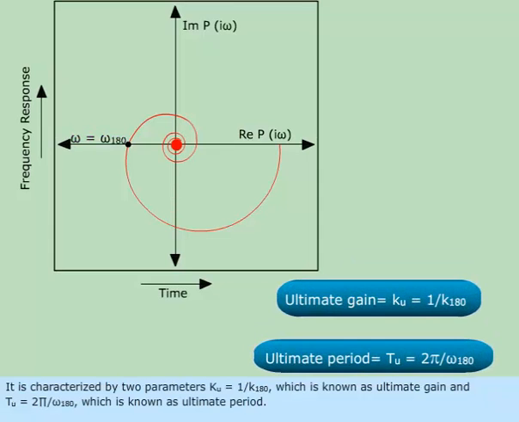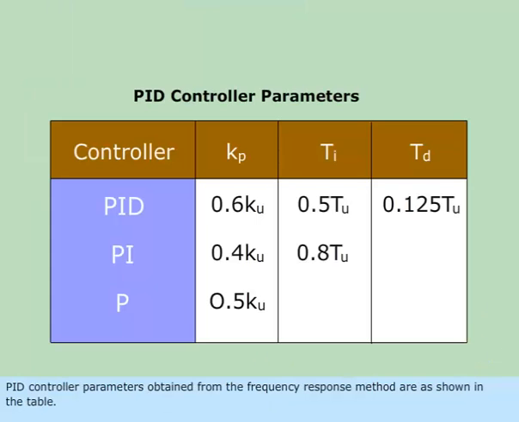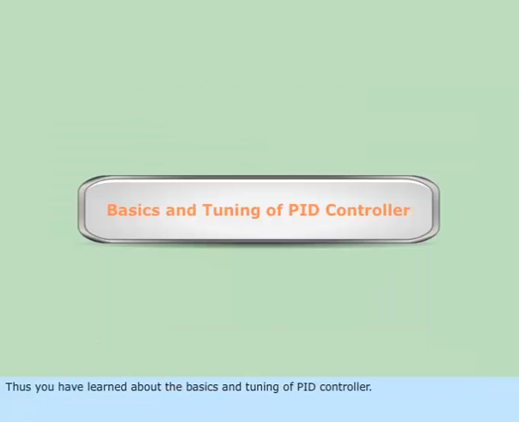It is characterized by two parameters, K sub U equals 1 over K sub 180, which is known as ultimate gain, and T sub U equals 2 pi over omega sub 180, which is known as ultimate period. PID controller parameters obtained from the frequency response method are as shown in the table. Thus, you have learned about the basics and tuning of PID controller.